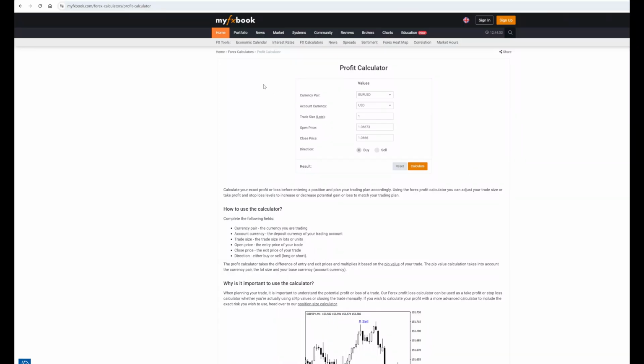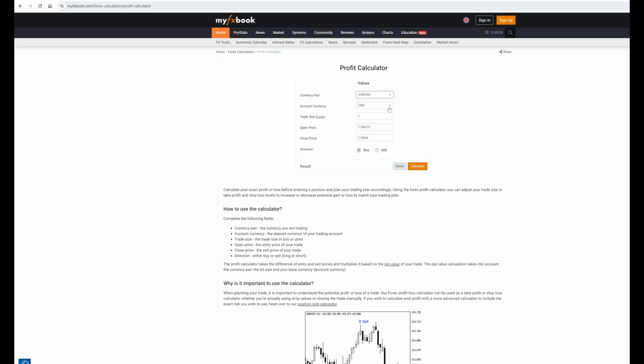Now, this is the first calculator we can have a look at from MyFXBook. Very simply, if you go on Google and you search profit calculator MyFXBook, you will get the link and you will open this website. So here we can select the currency pair that we are trading. As you can see, they have pretty much everything you will be trading. So for this example, we are going to use EUR/USD because it's the default one, just to simplify things.